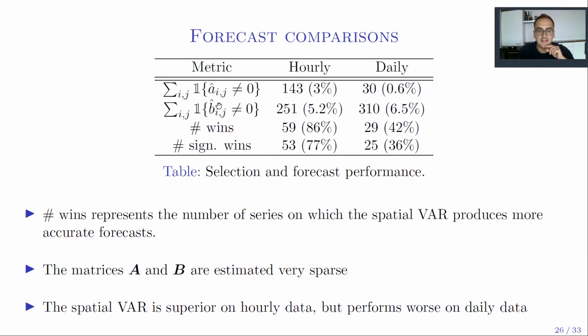What we see is that the matrices A and B get estimated very sparsely. Only 3% is non-zero for the hourly data, for example, whereas 0.6% is non-zero for the daily data. The same for the temporal matrix. And WINS displays for how many stations the spatial VAR is better at forecasting the NO2 concentration than the reduced form VAR. Turns out that for hourly data, this is the case in 86%, whereas for daily data, it's in 42%. And the significant gains are 77% for hourly and 36% for daily.